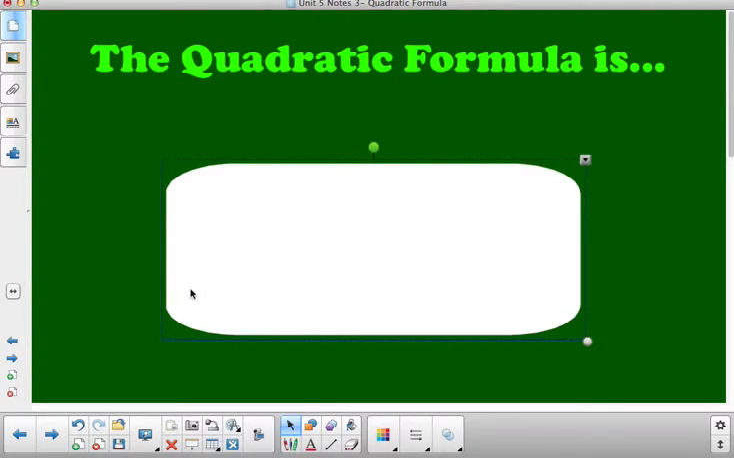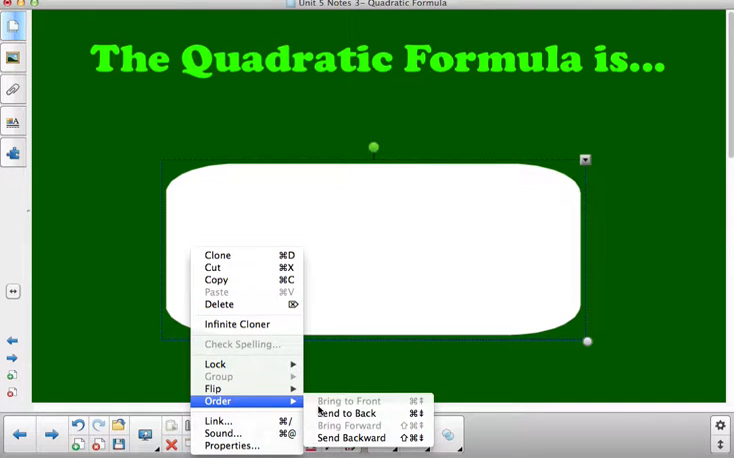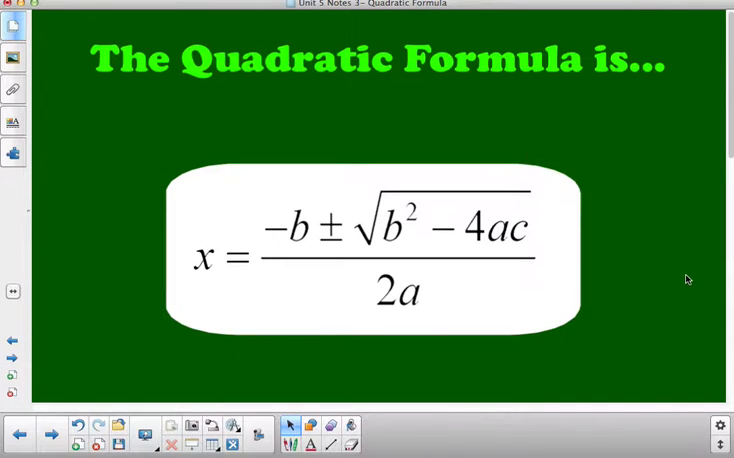And then we'll send it to the back. There we go. There, that's a little better.